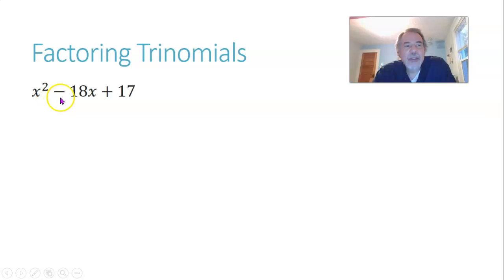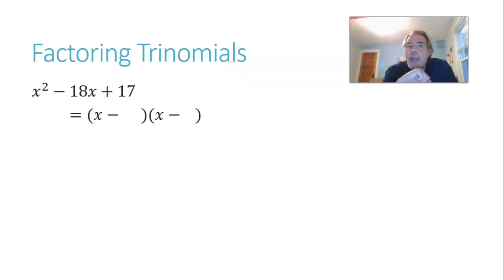What about this one? x squared minus 18x plus 17. Now this time, it has to start with x times x, and it has to end with numbers that multiply to 17. Now keep in mind that when you have two numbers multiplied together and they come out positive, one way that can happen is if both of the numbers are positive, but another way that can happen is when you have a negative times a negative.